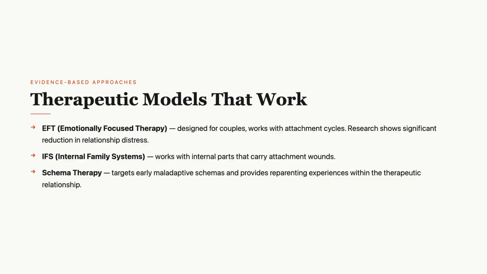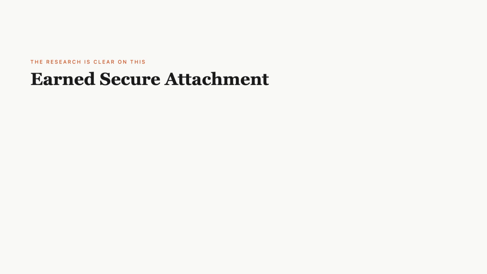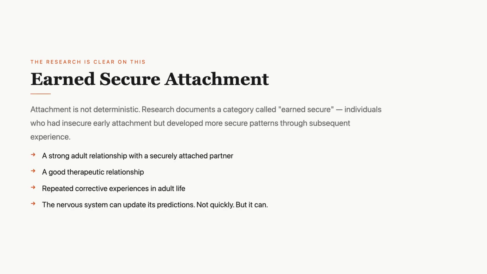Attachment is not deterministic. Research documents a category called earned secure, individuals who had insecure early attachment but developed more secure patterns through subsequent experience. A strong adult relationship with a securely attached partner, a good therapeutic relationship, or repeated corrective experiences in adult life can all contribute. The nervous system can update its predictions. Not quickly, but it can.